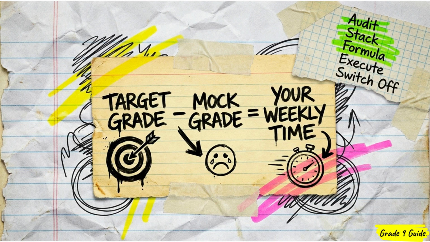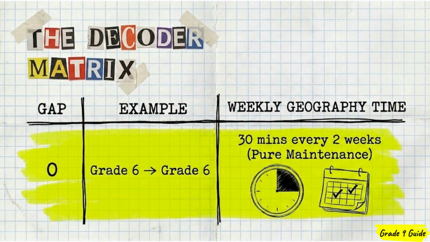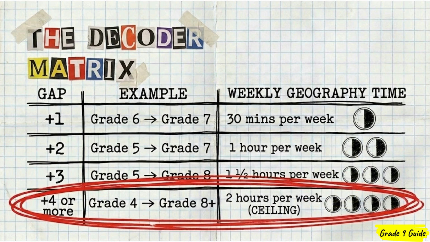Here is exactly how it breaks down. If your gap is 0, say you scored a grade 6 and you just want to hold that grade 6, your job is pure maintenance. You only need 30 minutes every 2 weeks. If your gap is +1, 1 grade to climb, you need 30 minutes per week.